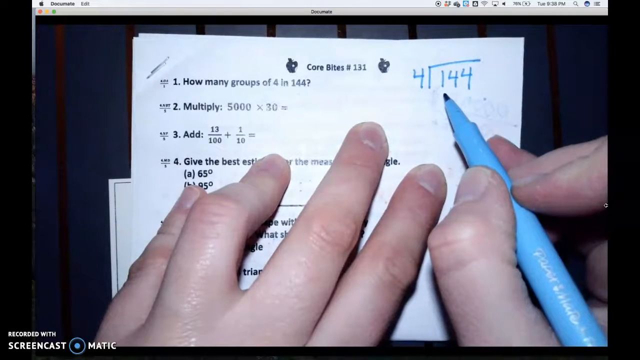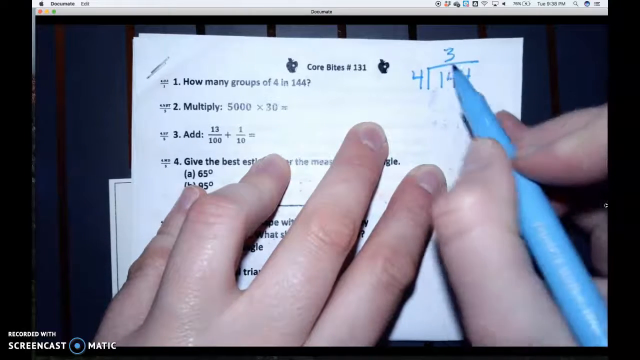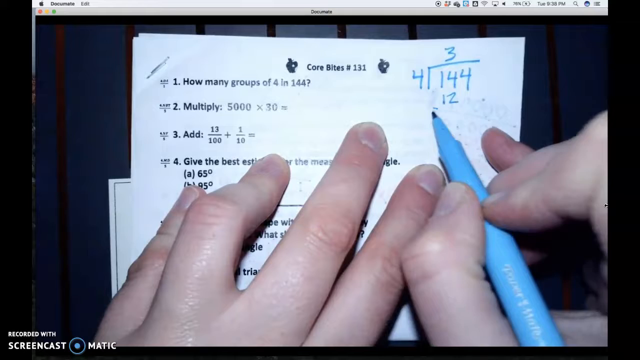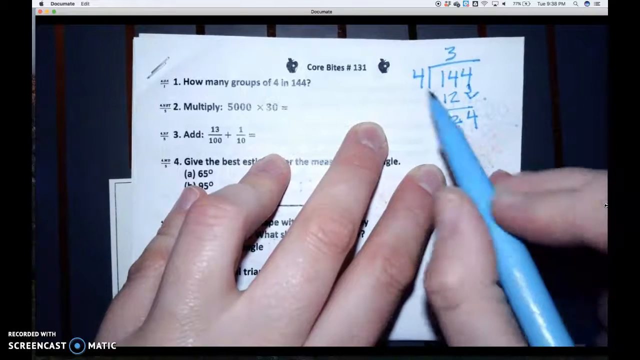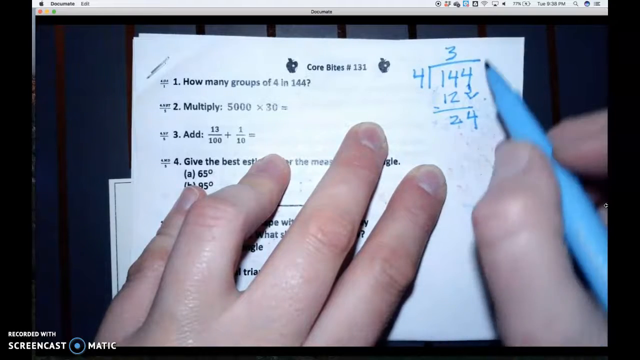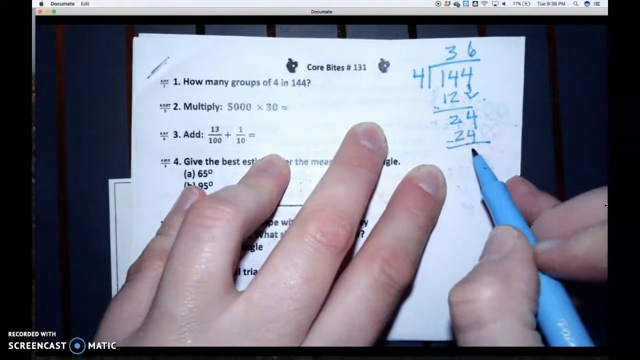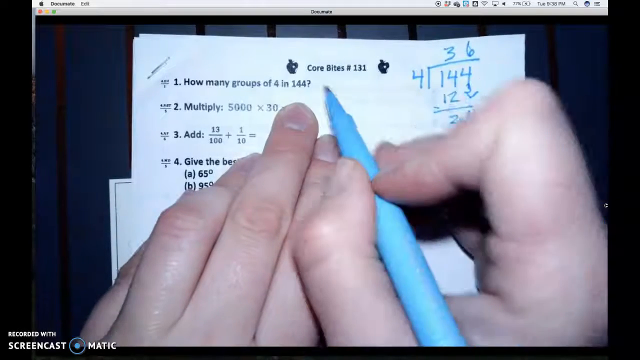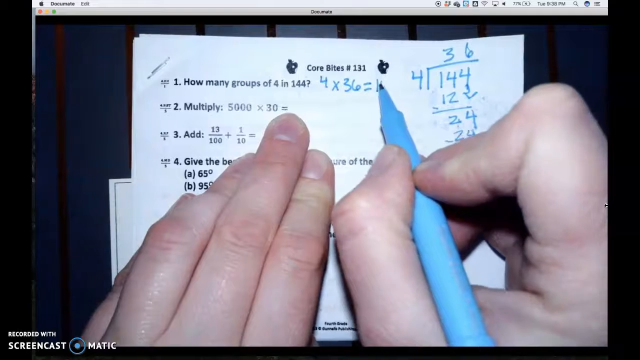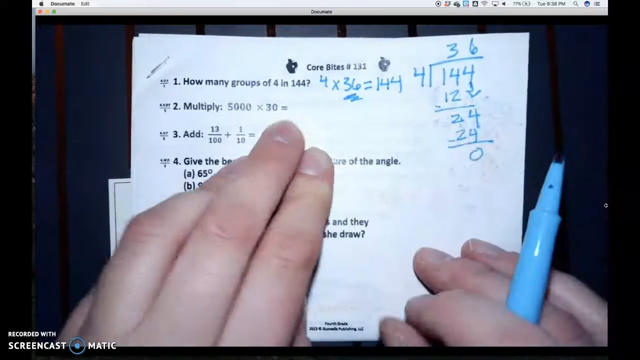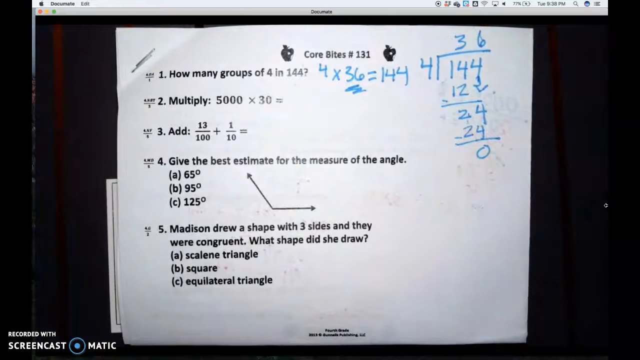4 cannot go into 1, but if you look at the 14 here, you could do 4 times 3. 4 times 3 is going to give you 12. 14 minus 12 would give you 2. Bring down your 4. 4 times what is 24? Okay, 4 times 6. 4 times 6 is 24. 24 minus 24 is 0. So your answer is 4 times 36 equals 144. So your missing number is 36 because that's the opposite, okay?